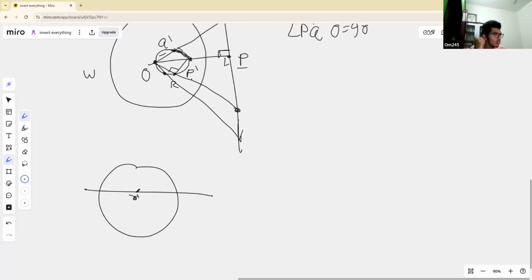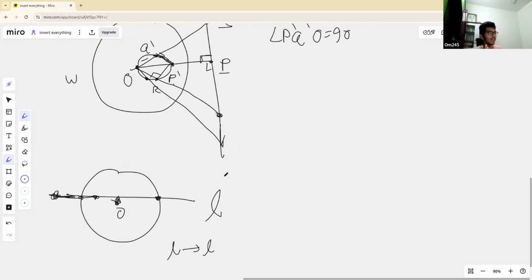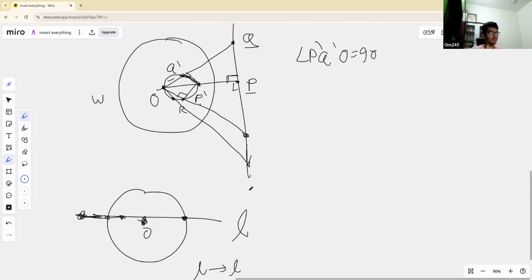Suppose the line passes through the center, like this is O, and this line passes through the center. Then we know obviously these points will map to themselves, and any point on this line should map to some point on this line. So this line L will map to itself. It is not that each point maps to itself, but the set of points on the line will be mapped to the set of points on the line. So basically a line maps to a line. These are the things you should remember: a line maps to a line if it passes through the center, and a line maps to a circle if it is not passing through the center.